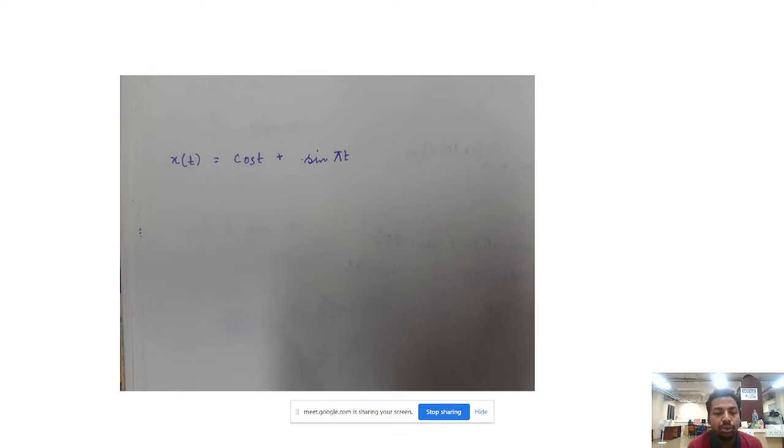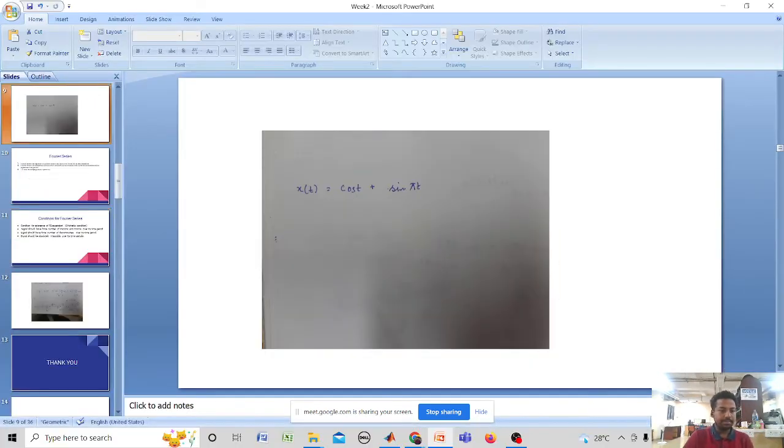So T1 is equal to 2 pi, which is irrational, and T2 is equal to 2 pi by omega, which will not be a rational number. So if we take the ratio of T1 by T2, we will get an irrational number. So this signal will be aperiodic. I would like you to solve this problem. This is an assignment problem for you.